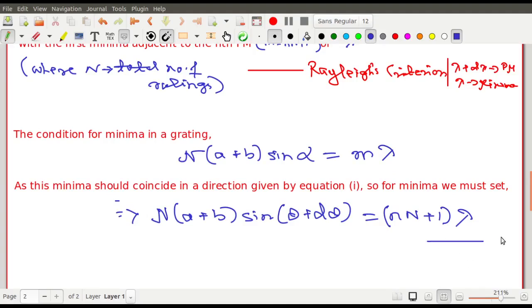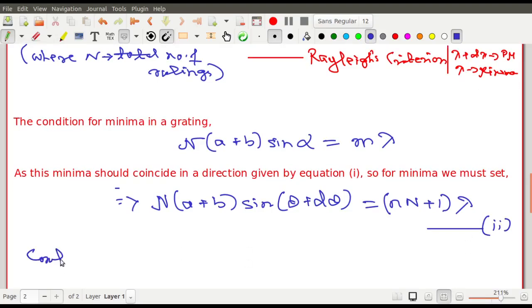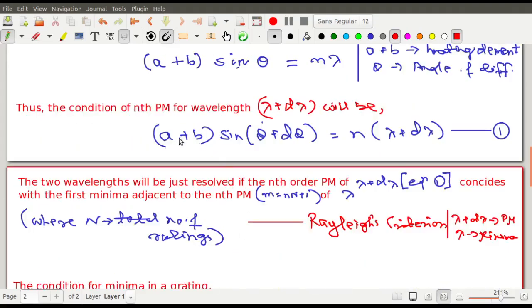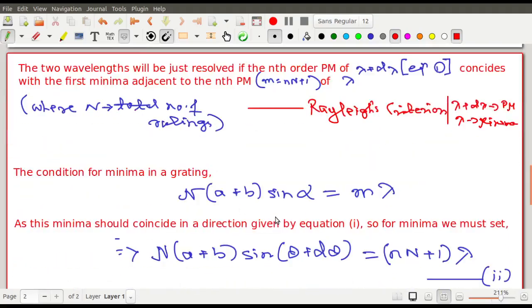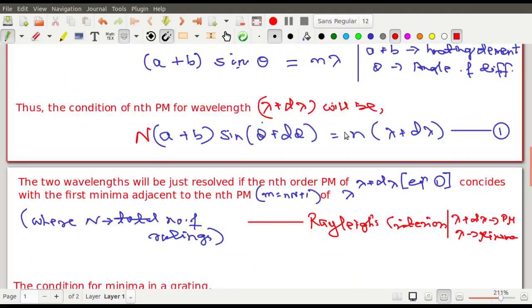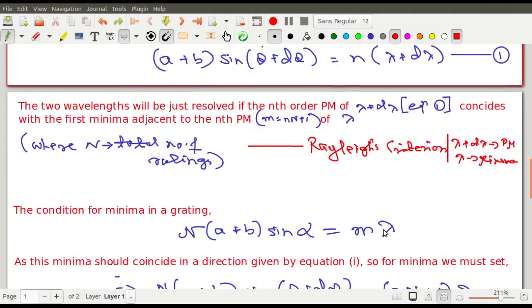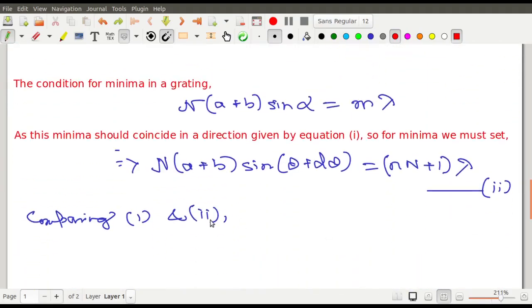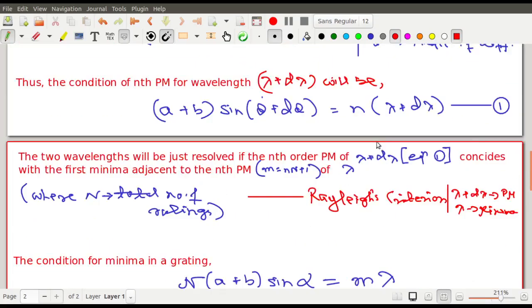So this is my equation number 2. Now you just compare equation 1 and 2, your task is done. Comparing 1 and 2, you see that a plus b sine of this one and this one has an extra capital N. So let us multiply equation 1 by capital N. Then equation 1 and 2 on the left hand side become identical. So from equation 1 I write, I multiply both sides by capital N.